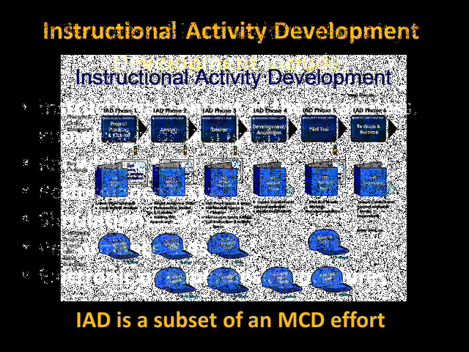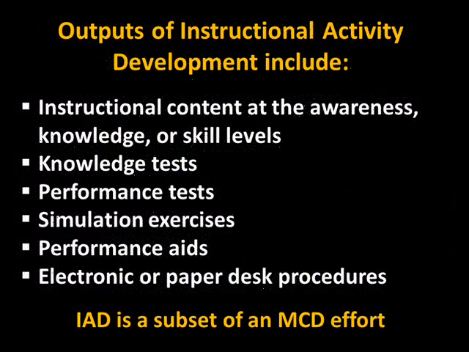The kinds of outputs, and this is not an all-inclusive list, but we could be building instructional content at the awareness, at the knowledge, and at the skill levels. We can make people aware of welding, we can make them very knowledgeable about welding and how to tell a good one from a bad one, or we can actually teach them how to weld. 3 different types, levels of content.